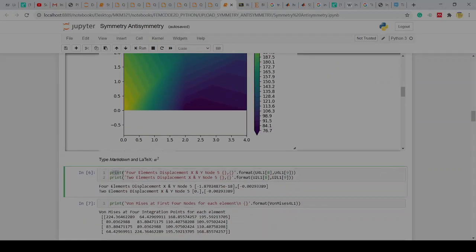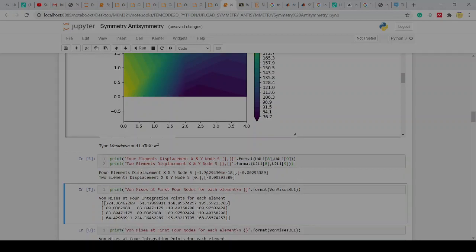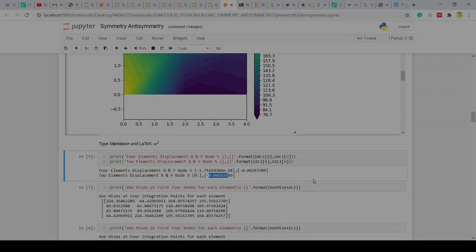So what I've done is I've pulled out a couple of places. So node 5 for instance, the displacement at node 5 for 4 elements, and then the displacement at node 5 for 2 elements. Let's just show you what the numbers are. This number is 0 there, that's 0 there, that's that value, that's that value, numerically equivalent, no difference.